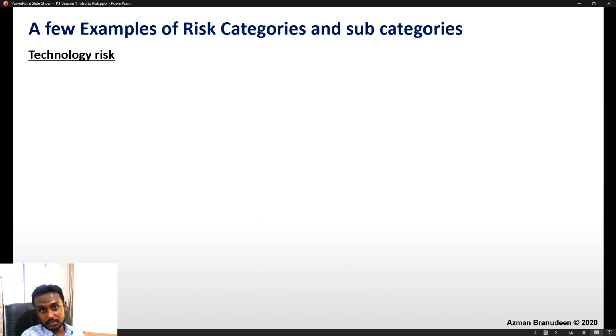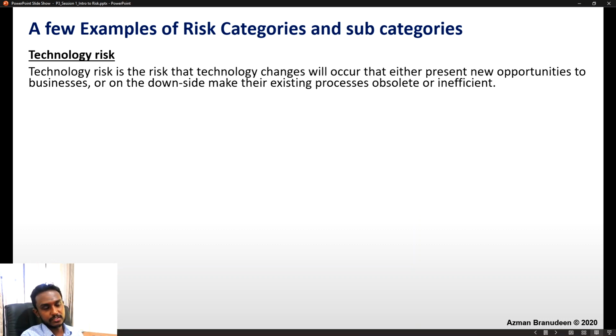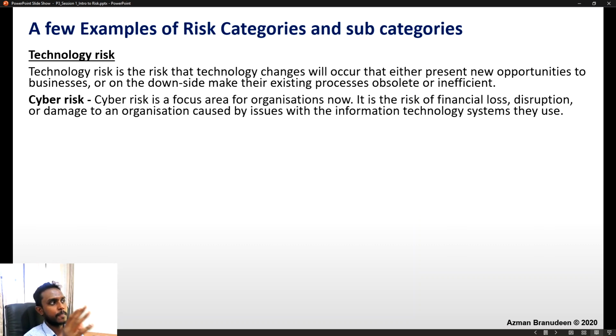Then we can look at technology risk, very important in the modern day and age especially. Technology risk is the risk that technology changes will occur that either present new opportunities to businesses or, on the downside, make their existing processes obsolete or inefficient. So most of the disruptive technologies, machine intelligence, that is AI, artificial intelligence, machine learning algorithms, process automation, 3D printing, right? Most of these digital technologies that you learn in E3 are disruptive and have created technology risk from a downside perspective. Another element under technology risk, which is by and large a very critical aspect nowadays, is cyber risk.